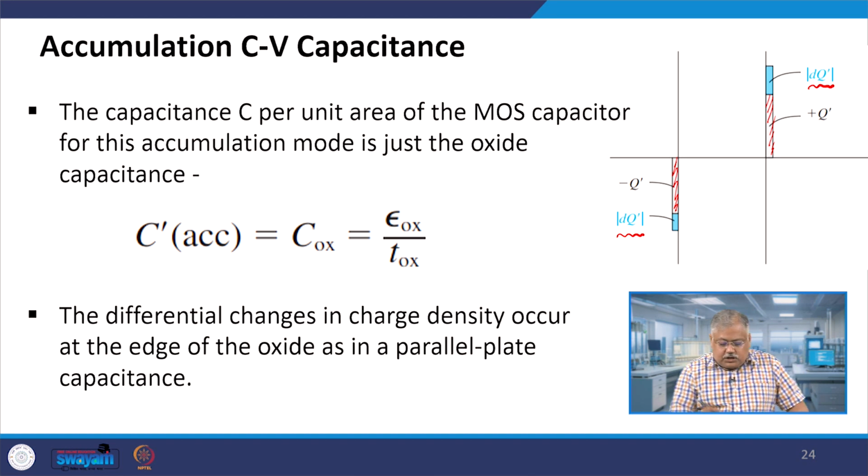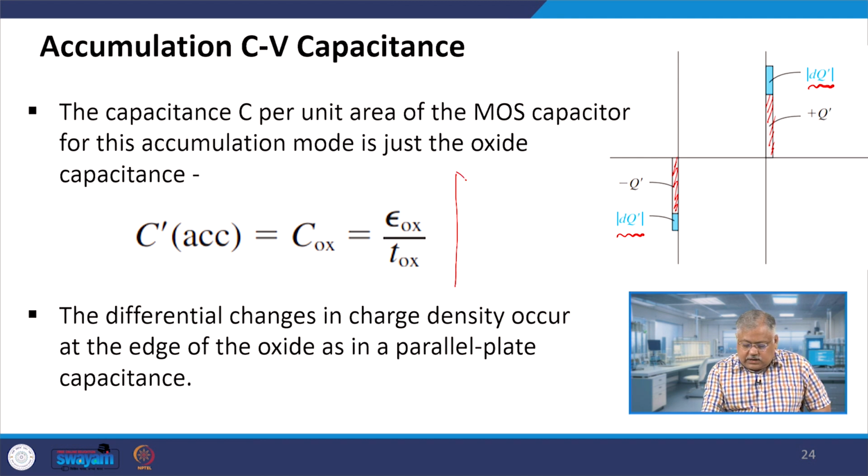If in the accumulation region I have a metal, I have an oxide layer, this is my oxide layer, this is my metal layer, and this is my semiconductor. In the semiconductor, if this is my Fermi level on the metal side, this is my Fermi level on the semiconductor side, right. And I have EI, this is my intrinsic Fermi level, then this is my EV, and this is my EC.